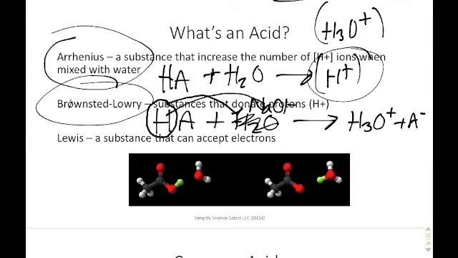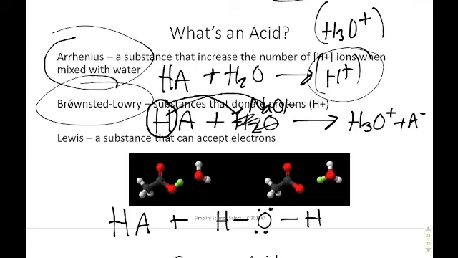The last one, in the most broad category, is the Lewis definition. A Lewis acid is one that's defined as anything that can accept electrons. So in this particular case, let's say we have HA and then we have H2O. I'm going to write it out as H2O so you can see the electrons that are there.